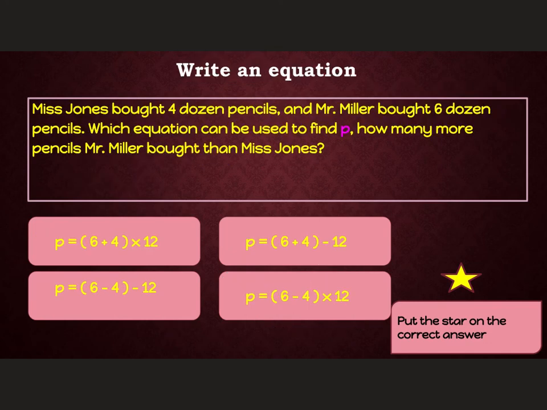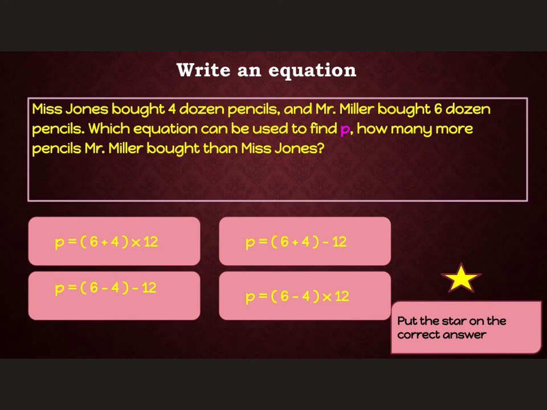So our next problem is called write an equation. Essentially, we'll be using the information in the word problem and creating an equation. Miss Jones bought 4 dozen pencils and Mr. Miller bought 6 dozen pencils. Which equation can be used to find P, how many more pencils Mr. Miller bought than Miss Jones?